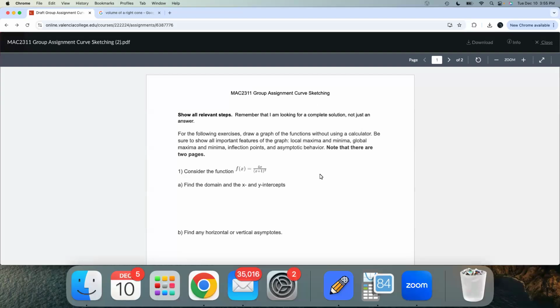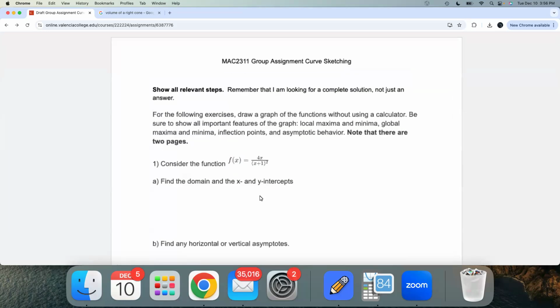Okay, so we're doing curve sketching here. That's our ultimate goal, is to draw a nice, pretty detailed graph of this function. So first we're going to find our domain. Domain is always in interval notation, and our x and y intercepts.